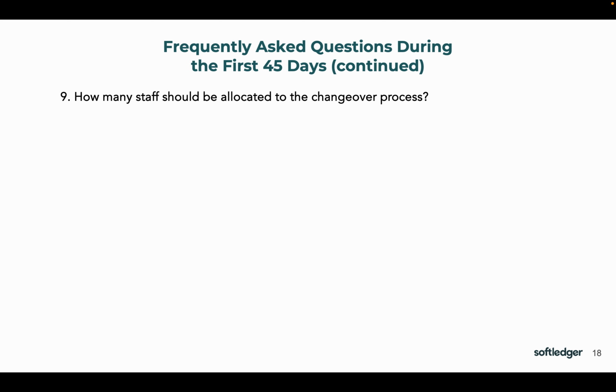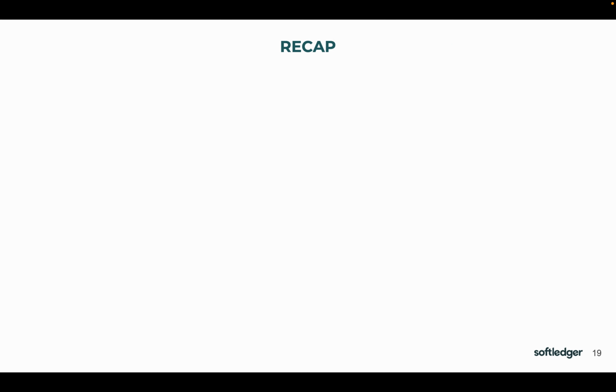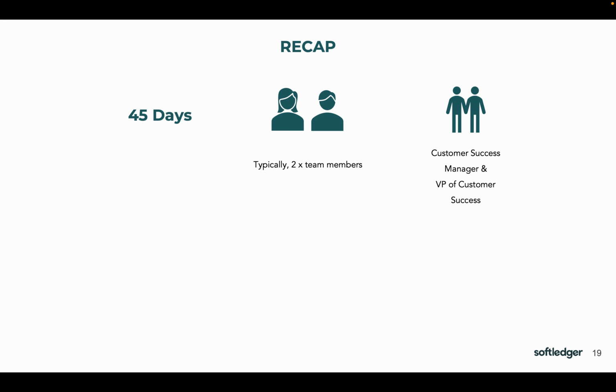How many staff should be allocated to the changeover process? We recommend a minimum of 2 staff. Now for a recap. The transition process typically takes around 45 days, and normally 2 members are needed to manage the transition in addition to their regular duties. The SoftLedger Customer Success Manager and VP of Customer Success are on hand during the process to provide support.